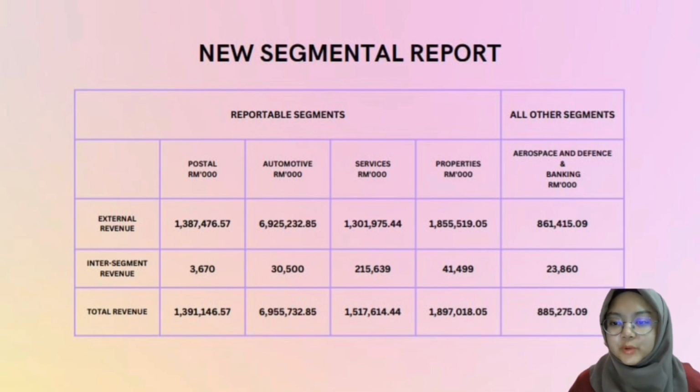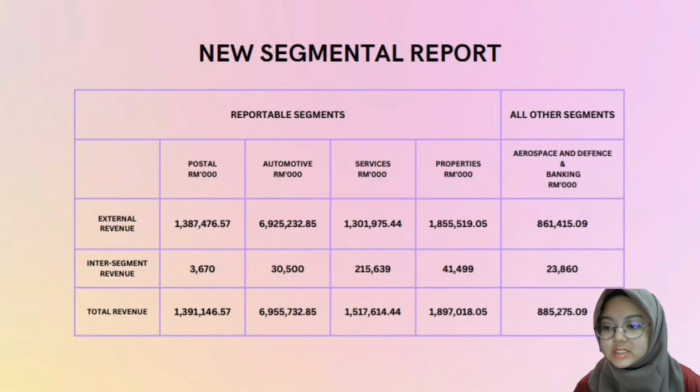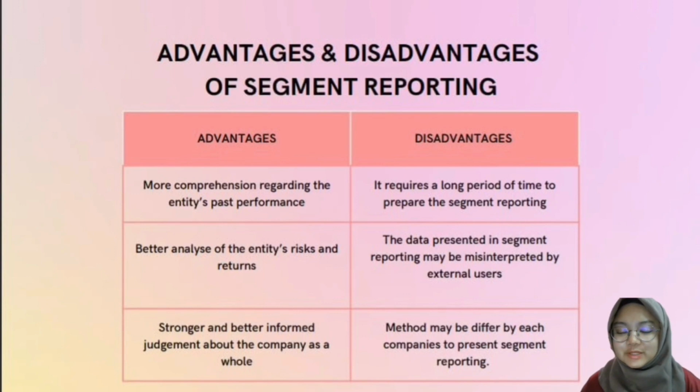So this is the new segmental report that we have constructed, consisting of all segments that are reportable and also non-reportable. Overall, we can see the reportable segments are postal, automotive, services, and also properties. The other segments that are not reportable are aerospace and defense and also banking, which do not meet any requirements from the 10% thresholds and also the 75% rule. So this is the new segmental report. As you can see, we have the external revenue, intersegment revenue, and also total revenue, which is part of the 75% rule. Lastly, I'll be presenting about the advantages and also disadvantages of segment reporting.